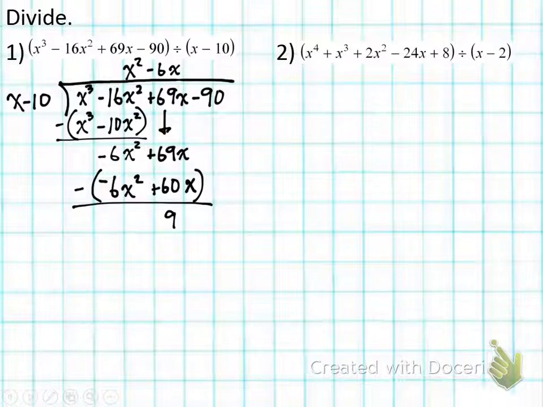69x minus 60x, or 69 minus 60, is 9x, okay? Then you bring down the next term, which is negative 90. Don't worry, you're going to have plenty of time to write. Just watch up here. Otherwise, you're going to miss it, okay? Just watch.